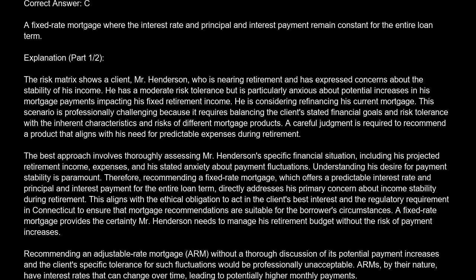Therefore, recommending a fixed-rate mortgage, which offers a predictable interest rate and principal and interest payment for the entire loan term, directly addresses his primary concern about income stability during retirement. This aligns with the ethical obligation to act in the client's best interest and the regulatory requirement in Connecticut to ensure that mortgage recommendations are suitable for the borrower's circumstances. A fixed-rate mortgage provides the certainty Mr. Henderson needs to manage his retirement budget without the risk of payment increases.